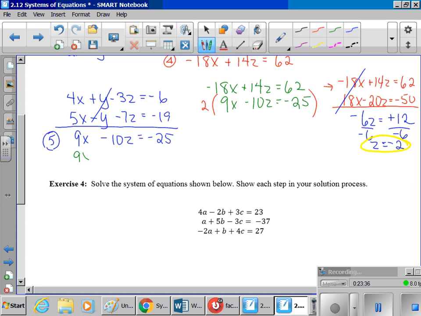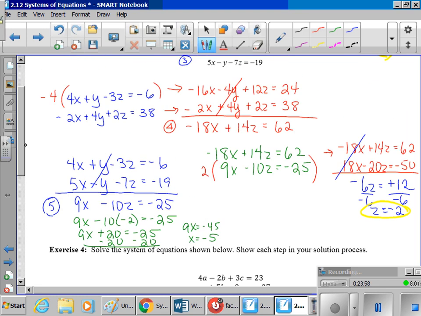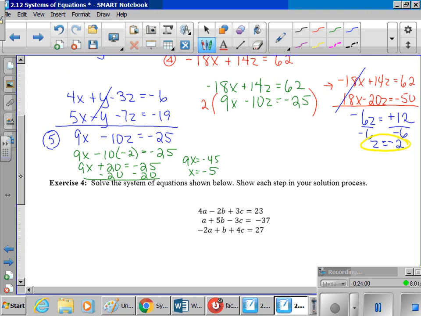So I'm going to say 9x minus 10z, which is negative 2, equals negative 25. So you get 9x plus 20 is equal to negative 25, minus 20 from both sides. And you get 9x is equal to minus 45, and x is equal to negative 5. Is that right? Yes. X is equal to negative 5. All right. And now the last part would be just to solve for z.